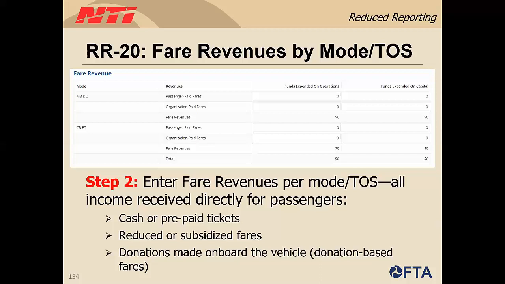With the updated USOA in effect since report year 2018, agencies are required to report fare revenues in two categories: passenger paid fares and organization paid fares. Passenger paid fares consist of direct fares including payments such as full adult fares or senior citizen fares. Organization paid fares include fares earned from organizations for providing transit service, such as universities, reduced fare reimbursements, or other special contract transit fares.